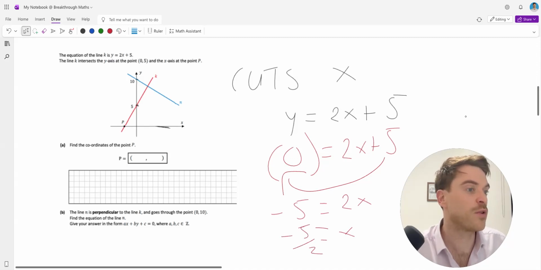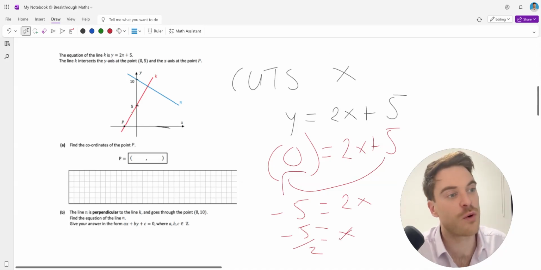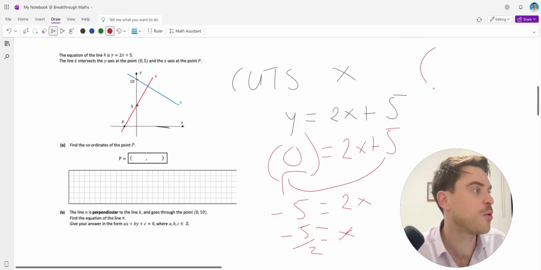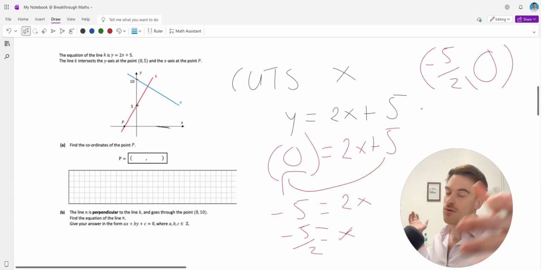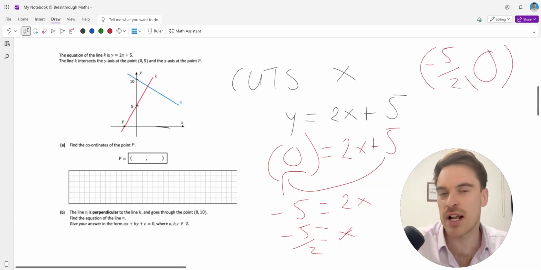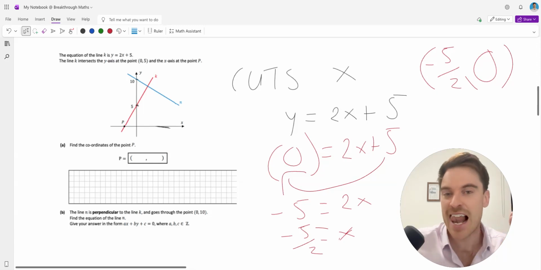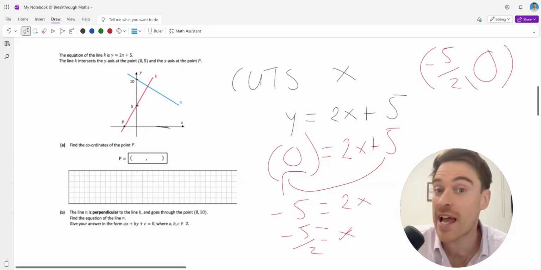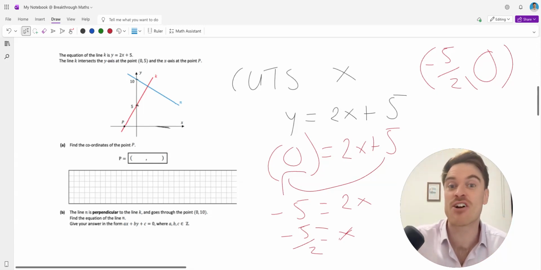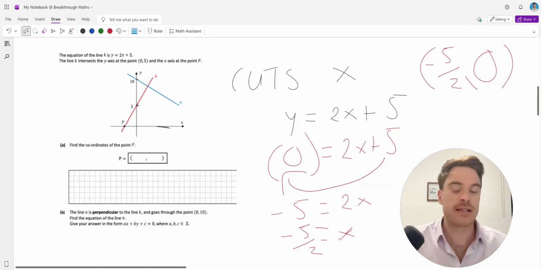That's all good. So now you know x is minus 5 over 2, and that was when y is equal to 0. That's your point. Should be easy to get. It's a bit tricky to look at because there's so much going on, but you should have a rule of thumb in your head: cuts x-axis, let y equal 0. If it cuts the y-axis, you'd let x equal 0. Bada bing, bada boom. That's it.